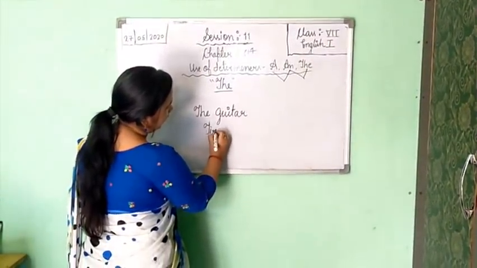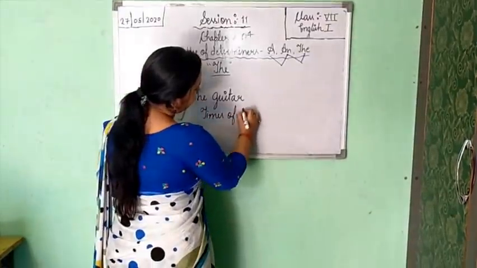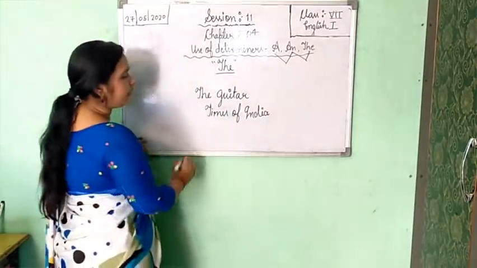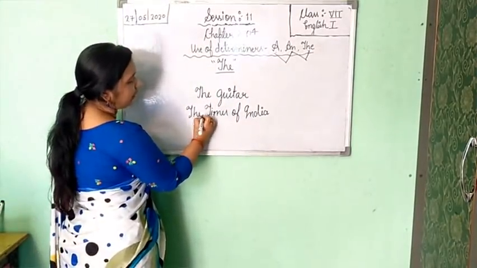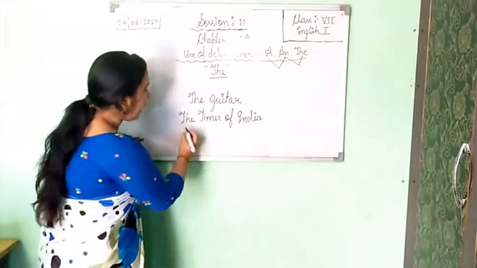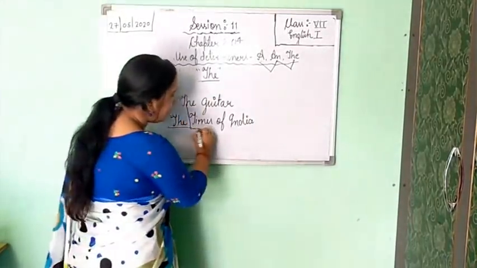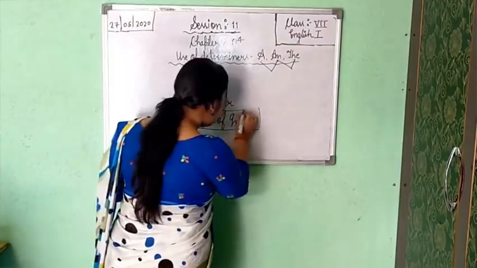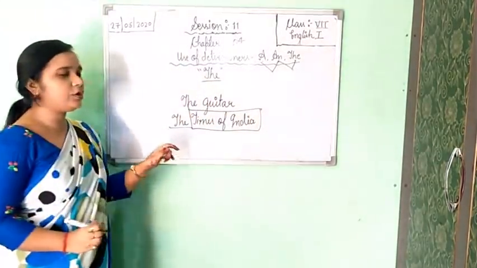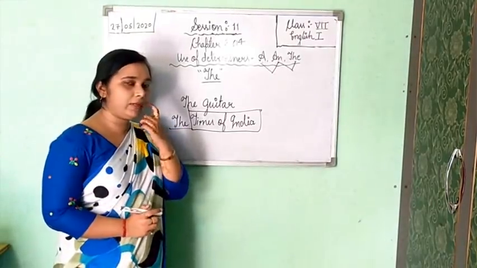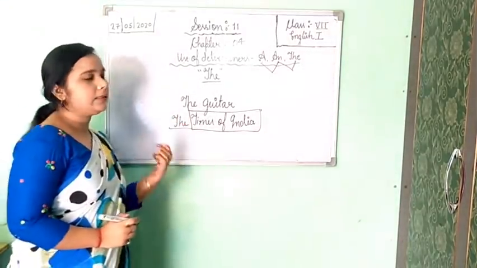Times of India. When you see this paper, if at home you are getting Times of India, so in newspaper too you are getting the Times of India. Why is "the" given here? The is given here because it is the name of a newspaper, and before the name of a newspaper we have to apply "the". Understood? So before the name of a newspaper you will get "the".